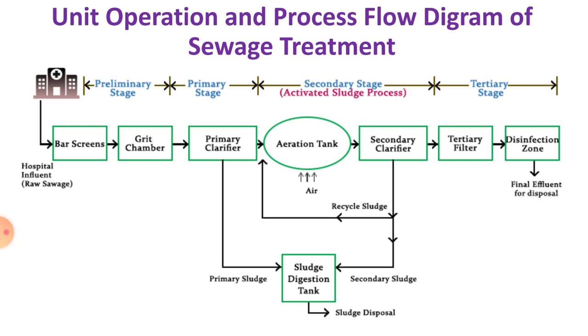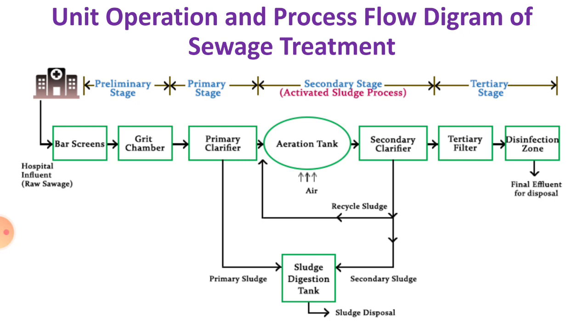Once the wastewater leaves the secondary clarifier and enters the tertiary filter, this phase is called tertiary treatment or advanced treatment, where disinfection can also be carried out. Now, from the secondary clarifier, to some extent the sludge is recycled. Whatever sludge is settled in the secondary clarifier is returned to the aeration tank, so that there will be sufficient microorganisms and food available for the incoming new influent.